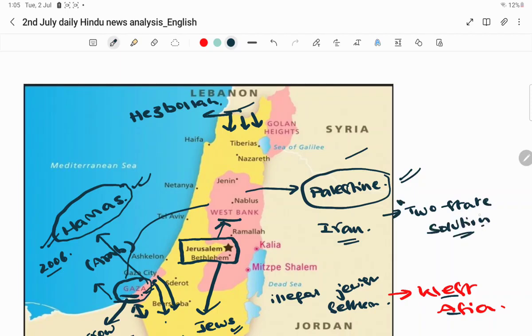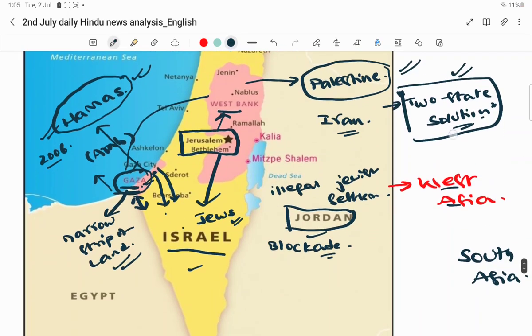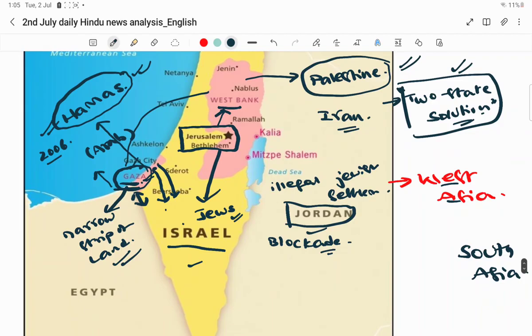UPSC has asked multiple times about the two-state solution, which is often seen in the news. Gaza Strip and Golan Heights are also often seen in the news. Another question asked: which of the following countries does not open out to the Mediterranean Sea? And there they asked about Jordan. So this geography is very important from the exam point of view, friends. These are some of the important points with respect to this article that you should understand.